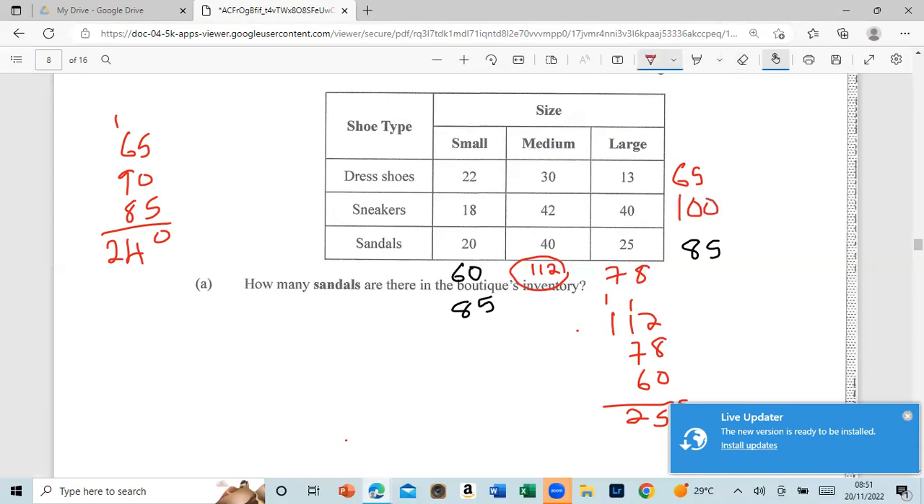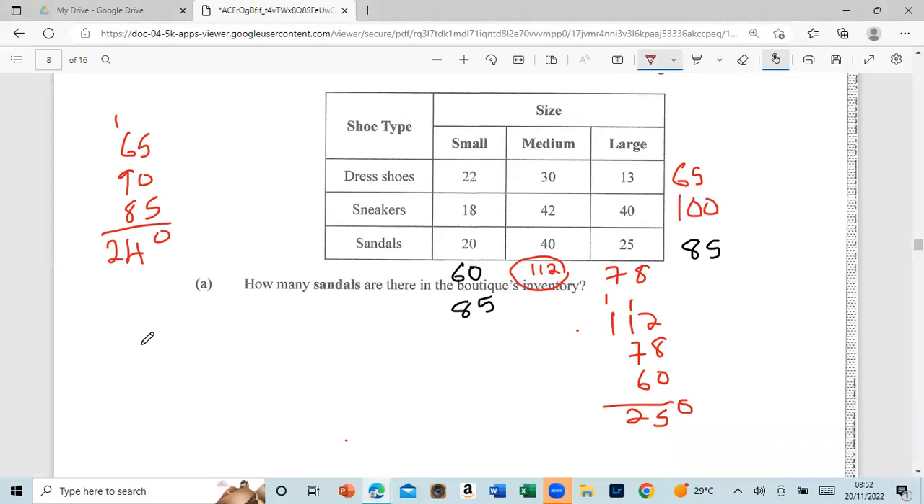So with the probability, oh, it was 85. 65, 85. All right, so to find the angle, it would be 100 over the total, which is 240, multiplied by 360. All right, so let's see.